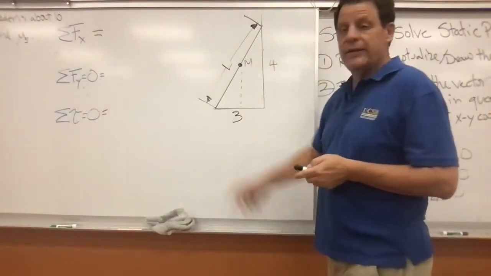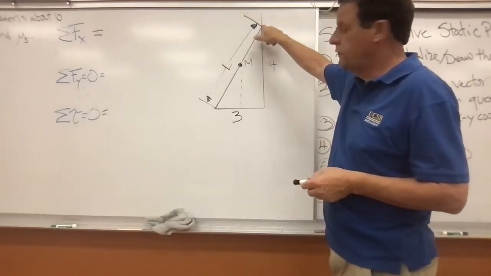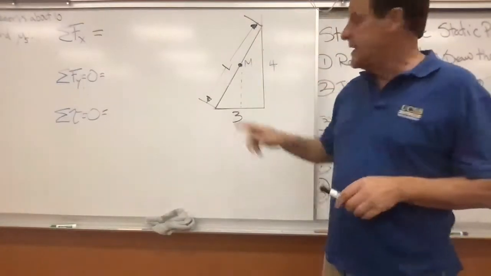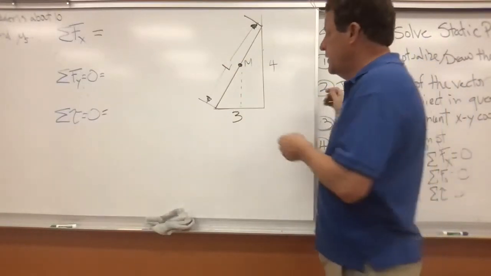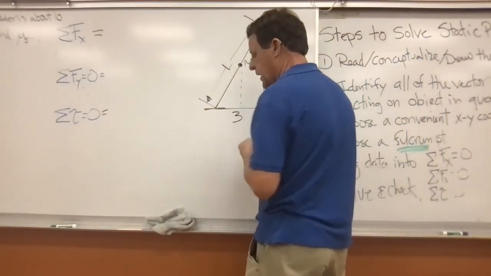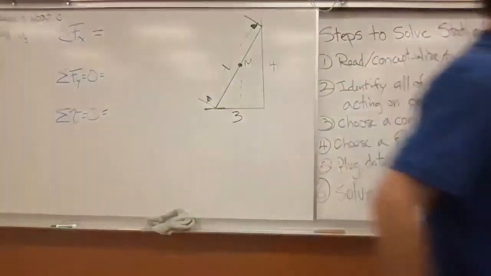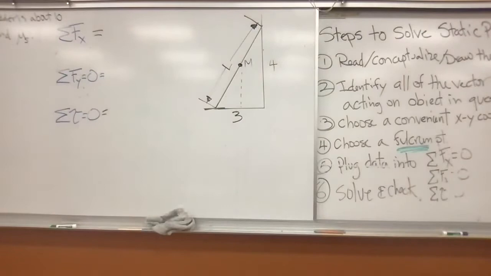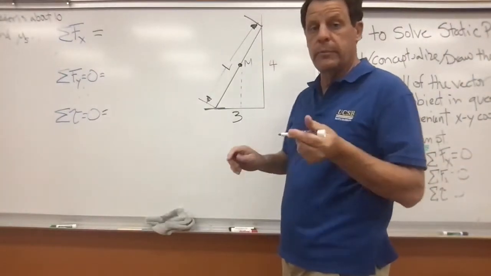We've got a ladder that's leaning up against the wall, and it's 3 meters from the wall and 4 meters high, and has a mass of M and a length of L. Right here, it is about to slip. So we're really just on the cusp of slipping.